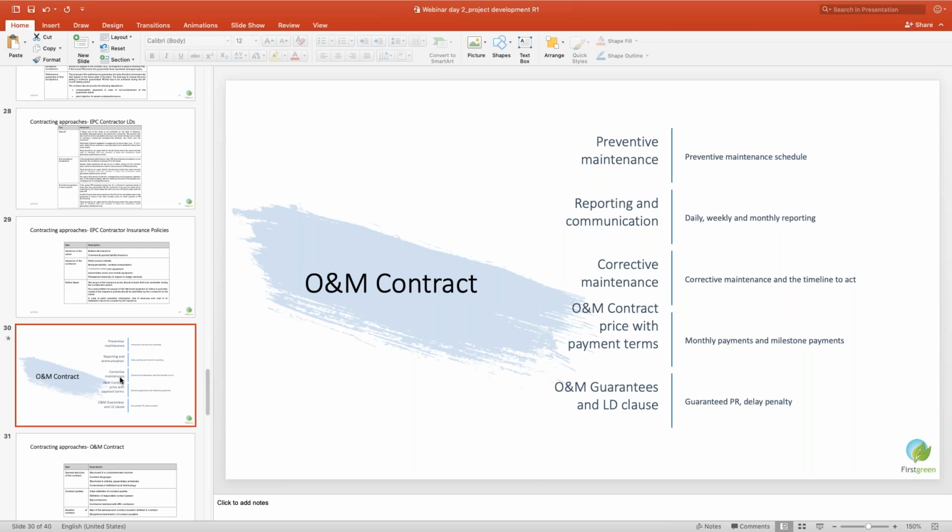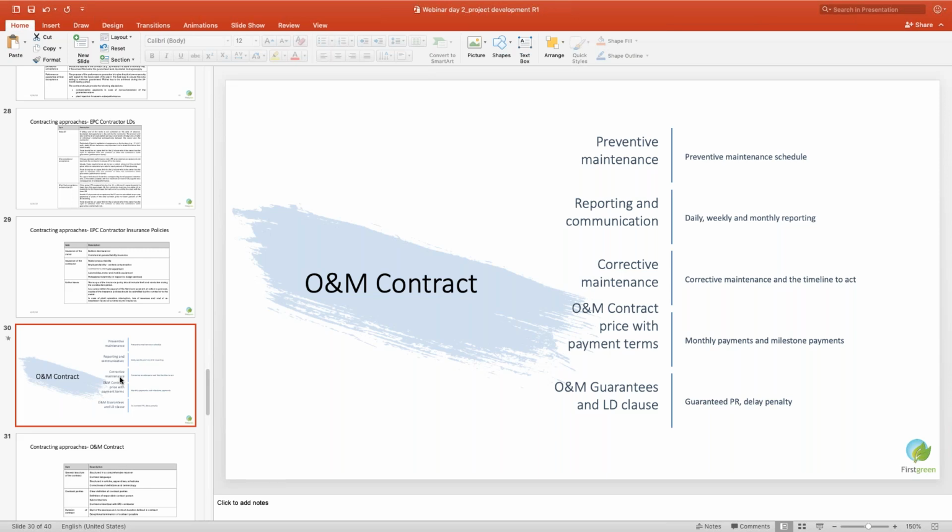Coming to the O&M contract, that is probably the last part of our discussion. The O&M requires preventive maintenance, corrective maintenance, and certain guarantees and warranties related to the plant's performance during operation and maintenance. So these are the things which you need to take care of in the O&M contract.